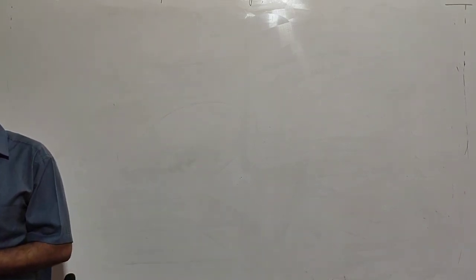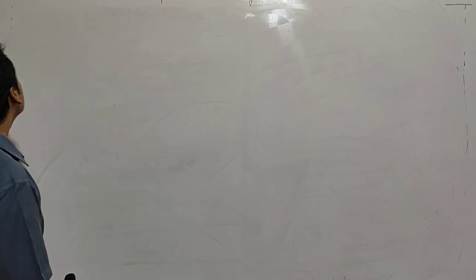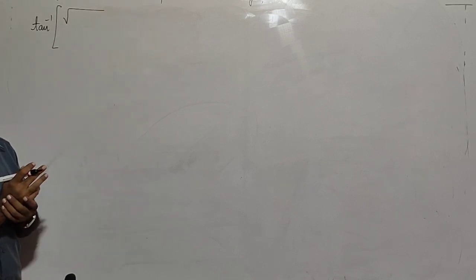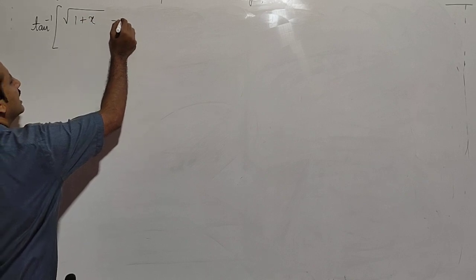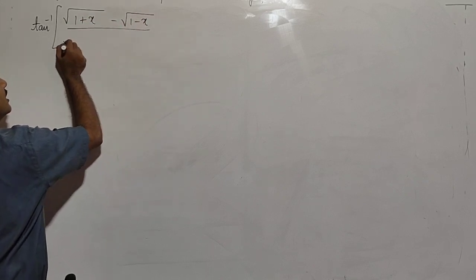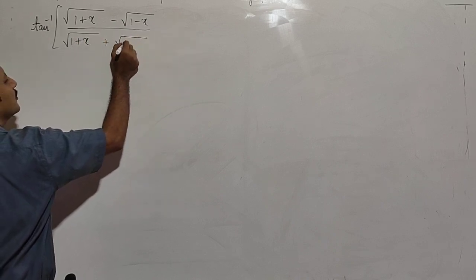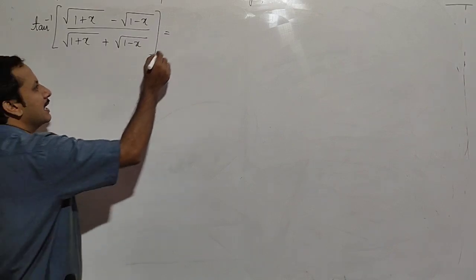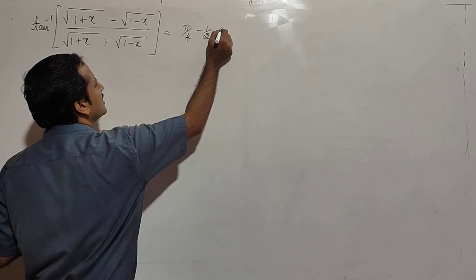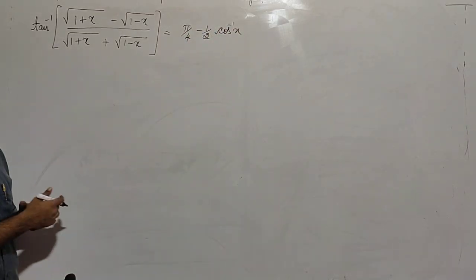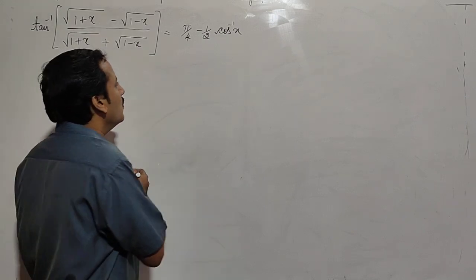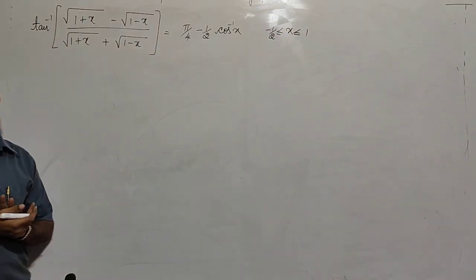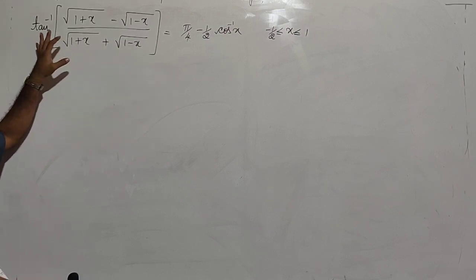Next question. Prove that tan inverse of (root of 1 plus x minus root of 1 minus x) divided by (root of 1 plus x plus root of 1 minus x) is equal to pi by 4 minus 1 by 2 cos inverse x, where x is greater than or equal to minus 1 by 2 and less than or equal to 1. Okay, this is what they have given. Now you have to prove.